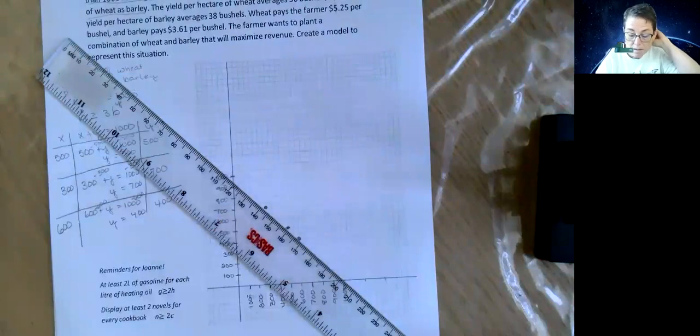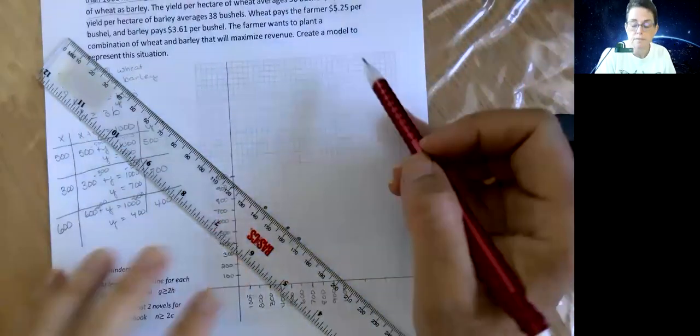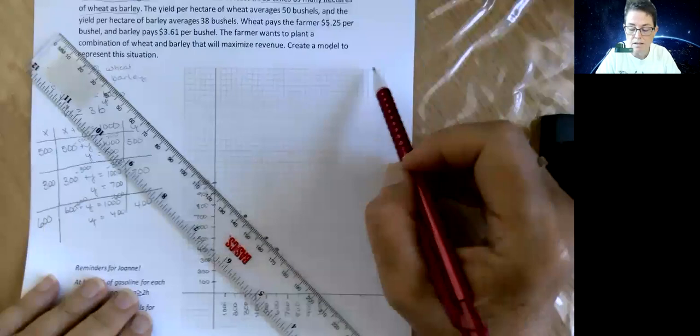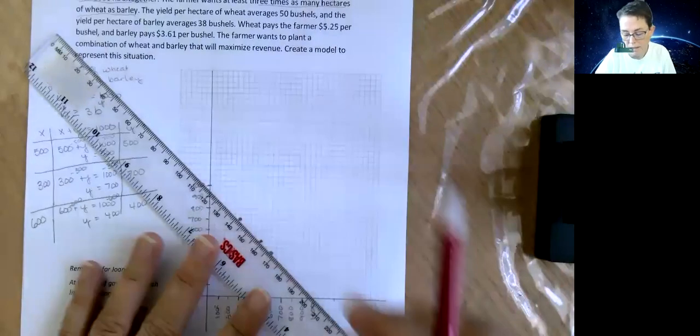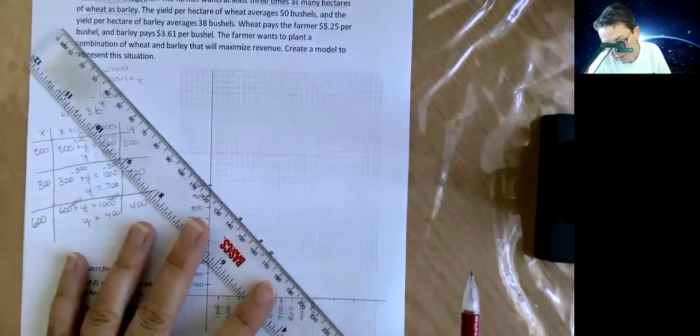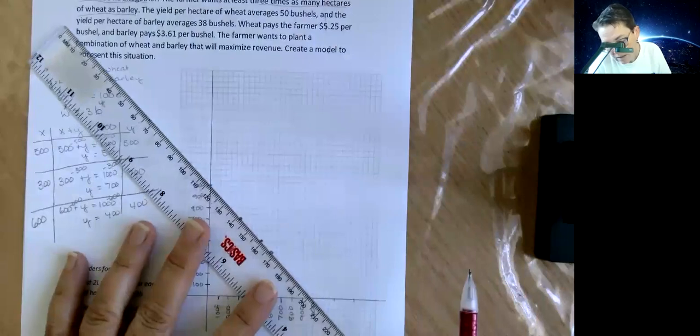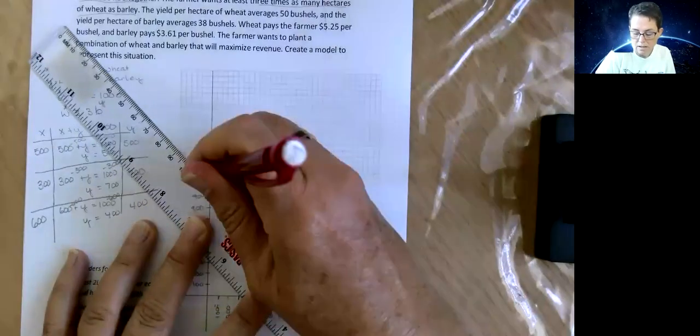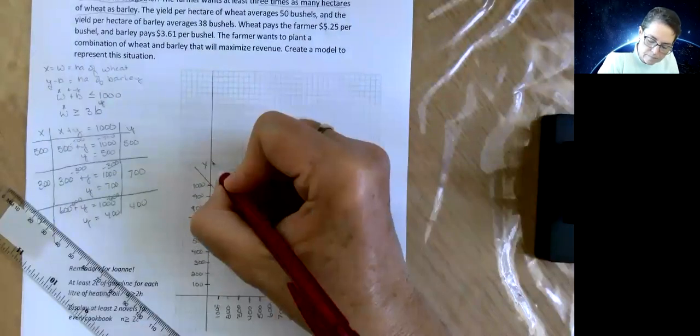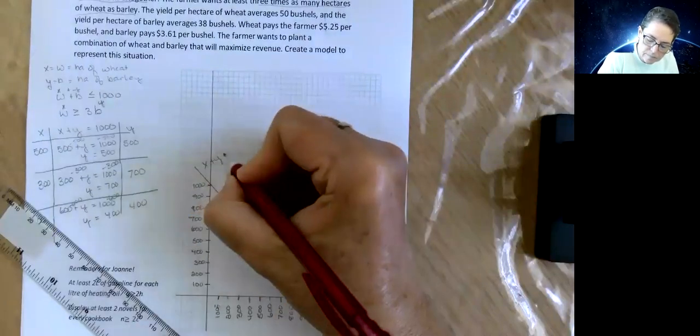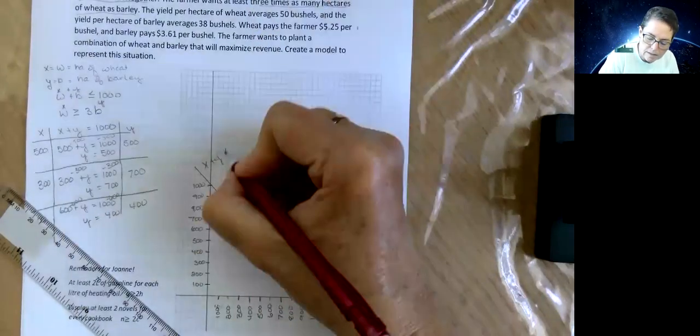And wanted to plant, let's see what it says. No more than 1,000 acres. So 1,000 acres is okay, which means we're going to get a really lovely solid line. Oops. Less than or equal to.